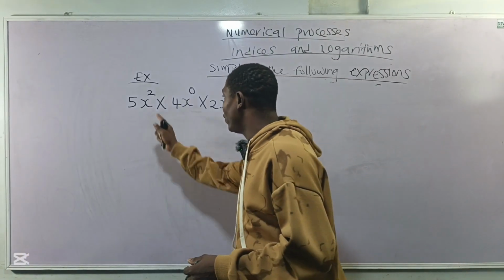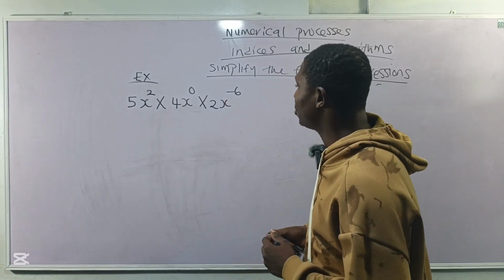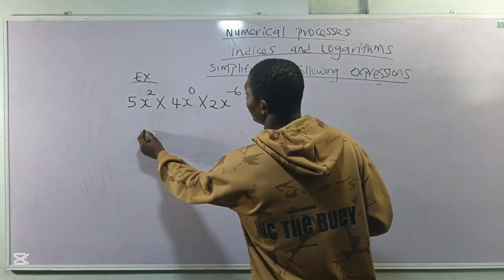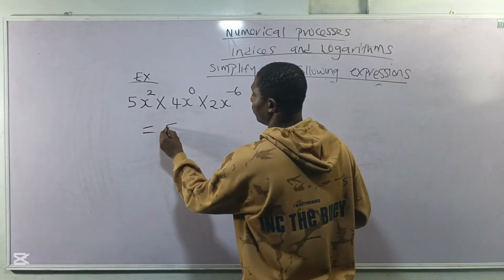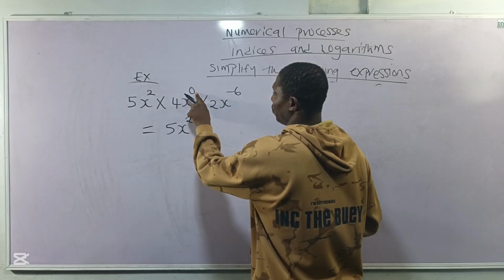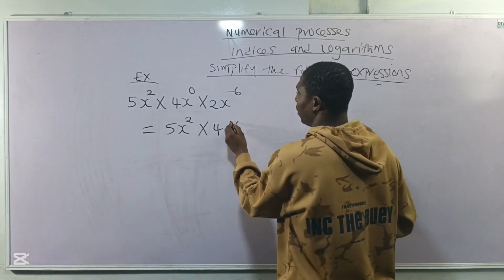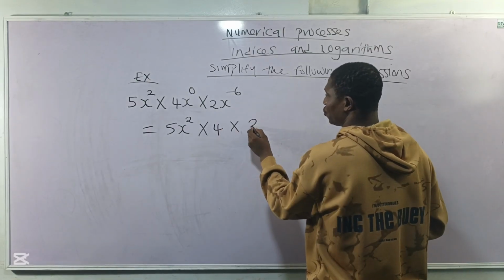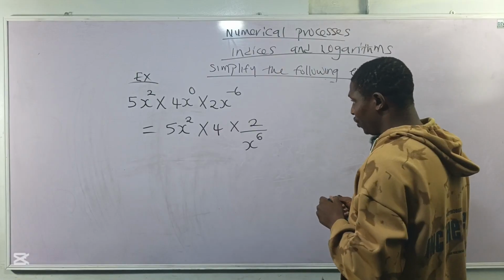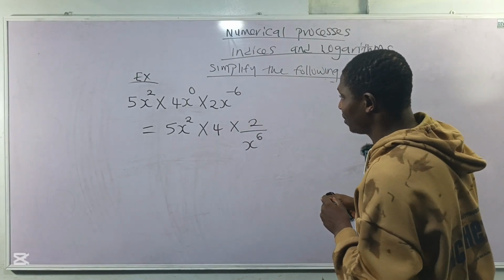We have 5s squared times 4s raised to power 0 times 2s raised to power minus 6. So we simply use the law of indices to resolve this. This will simply give me 5s squared times s raised to power 0, which is what? 1. 4 times 1 will give me what? 4. I'll have times, this can be written as 2 all over s raised to power what? 6. Which gives me a positive value of these 2s raised to power minus 6.